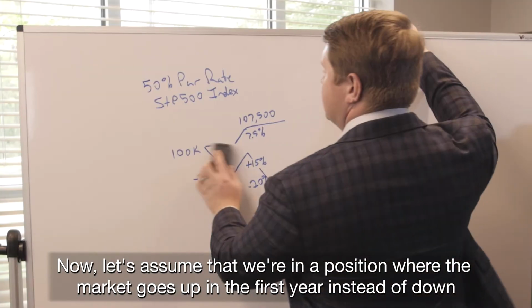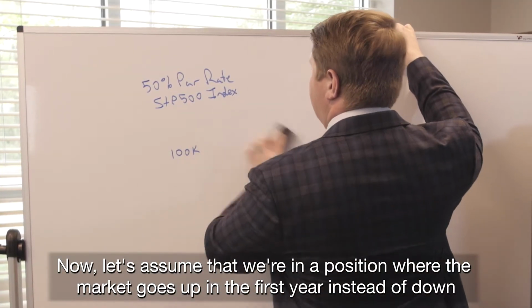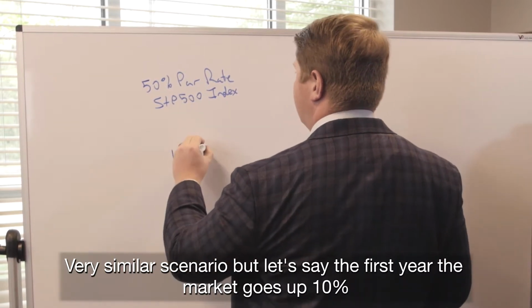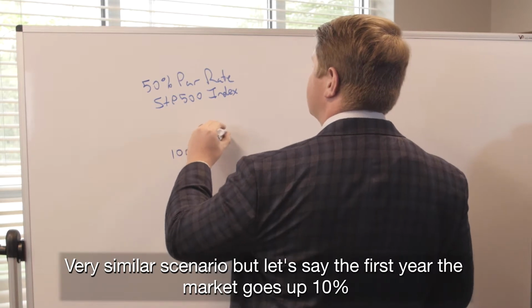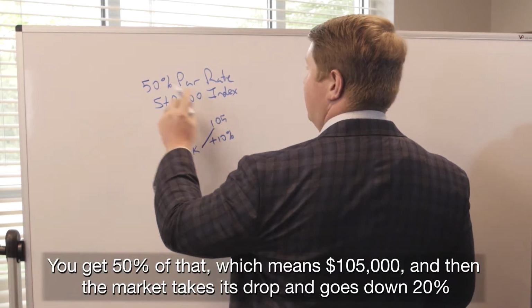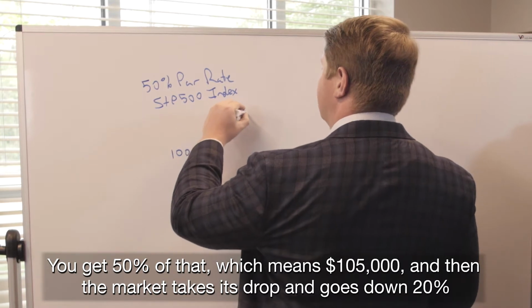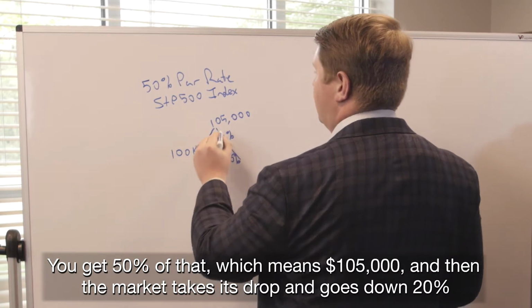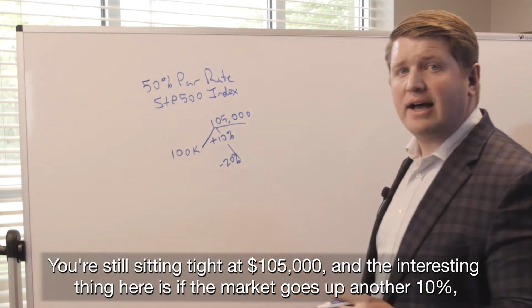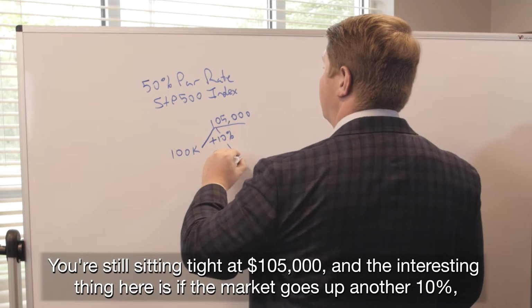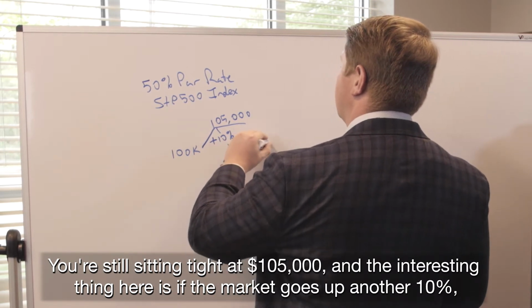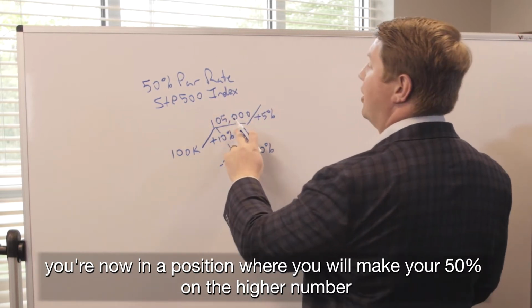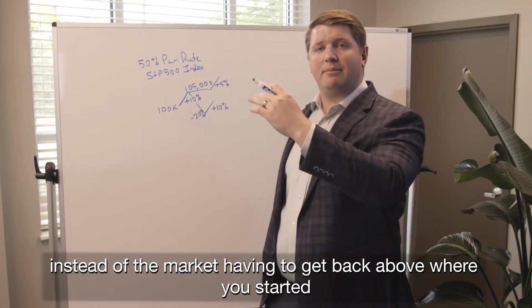Now, let's assume that we're in a position where the market goes up the first year instead of down. Very similar scenario, but let's say the first year the market goes up 10%. You get 50% of that, which means $105,000, and then the market takes its drop and goes down 20%. You're still sitting tight at $105,000, and the interesting thing here is if the market goes up another 10%, you're now in a position where you will make your 50% on the higher number instead of the market having to get back above where you started.